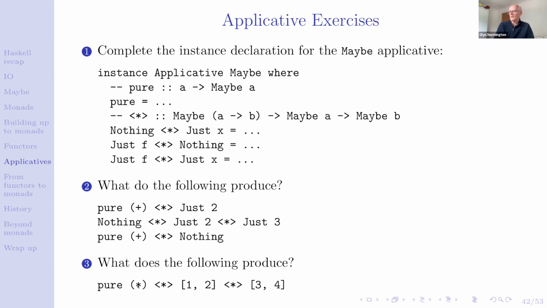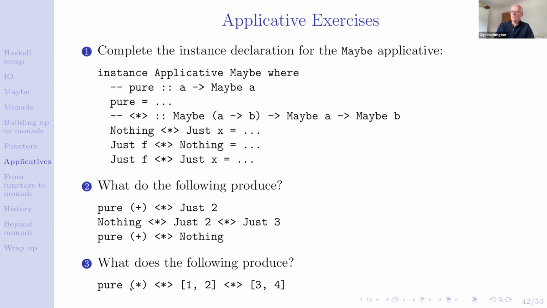And this one's a bit more complicated. It's a slight memory test on what the list applicative gives you. So what does this produce? 3, 4, 6, 8, I think. Ooh, okay. Any advances on that? Oh, 3, 4, 6, 8. Yes, I heard you correctly now. Yeah, correct. I think it's 2, 4, 6, 8. Yeah, 3, 4, 6, 8.